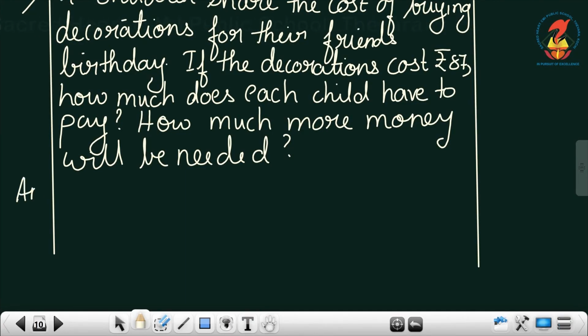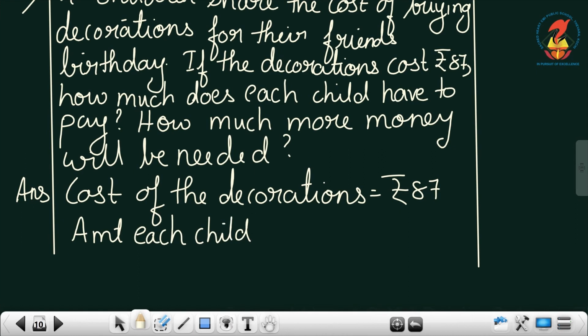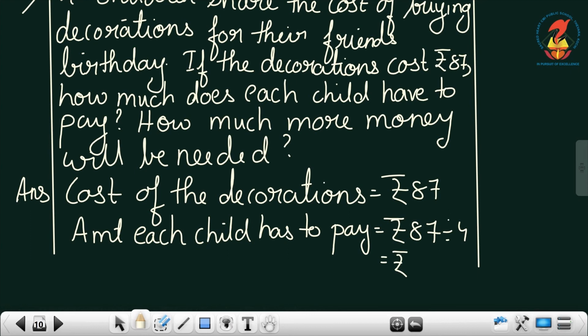First statement, cost of the decorations, that is equal to rupees 87. Okay. Then if you want, you can write number of children is equal to 4, or it doesn't matter. So amount each child has to pay. What do you have to do for that? You have to divide rupees 87 divided by 4. The answer should be in rupees because they are asking you the amount.